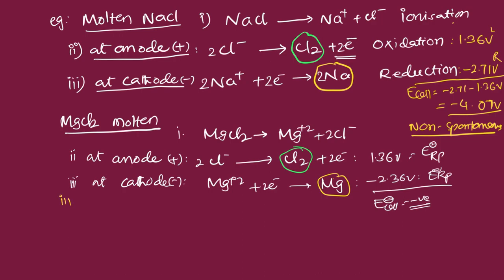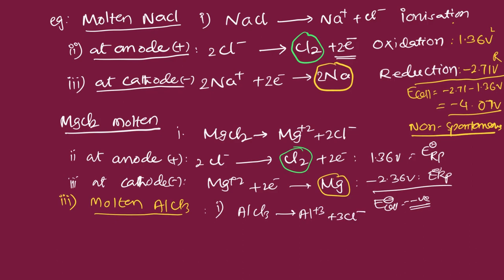That is the third example: molten AlCl3. Molten AlCl3, first step is ionization. AlCl3 ionized into Al3+ plus 3Cl-. Second step is at anode. Anode, what is the charge? Positive. Therefore, Cl- converts into Cl2.